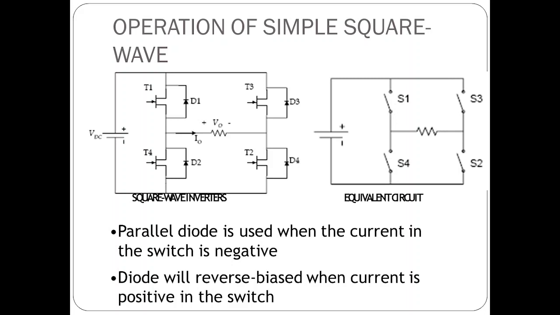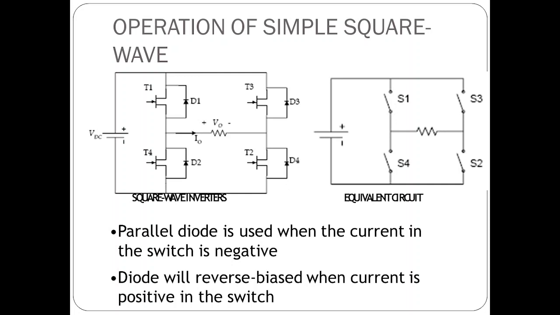So these are the inverters. For the square wave inverter, as we said already, the parallel diode is used when the current in the switch is negative, and the diode will be reverse biased when the current in the switch is positive. So we will have a switch-like structure here: S1, S2, S3 and S4 symbols are like switches, and in between we connect a resistor, and this is the equivalent circuit of a simple square wave inverter.